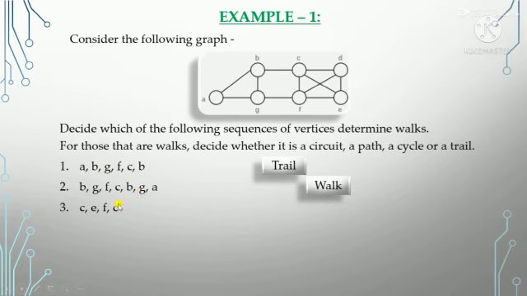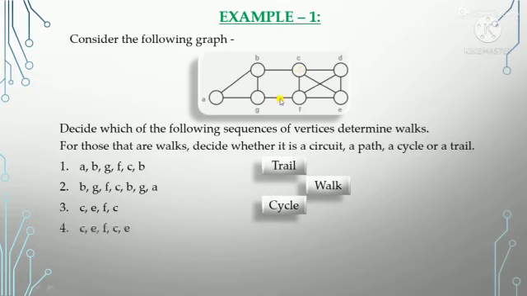Now next one, C, E, F, C. So C, E, F, C. So it is also a walk. But which type of walk is this? Here the starting and the last vertex are the same. No edge is repeated. So what does it become? It becomes a cycle. Right? It becomes a cycle.